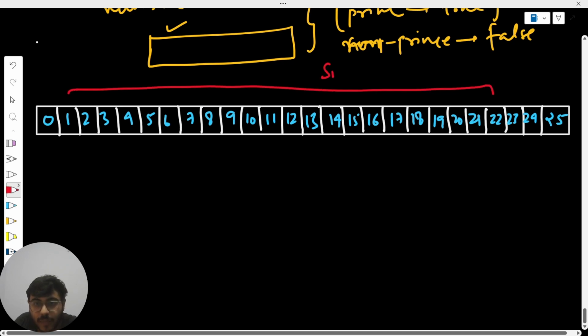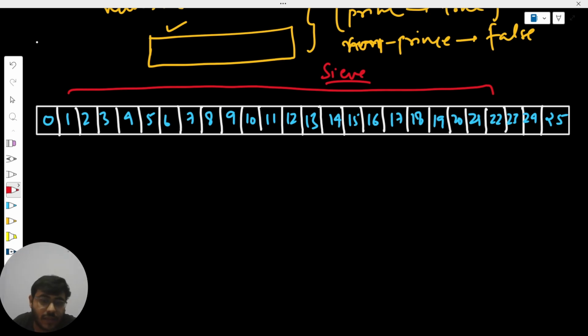When we say Sieve of Eratosthenes, Eratosthenes was the mathematician who found this algorithm, who made this algorithm, and sieve is a representation. This whole array that you see is called a sieve. So that's why it's called the Sieve of Eratosthenes. Let's see how this process works.